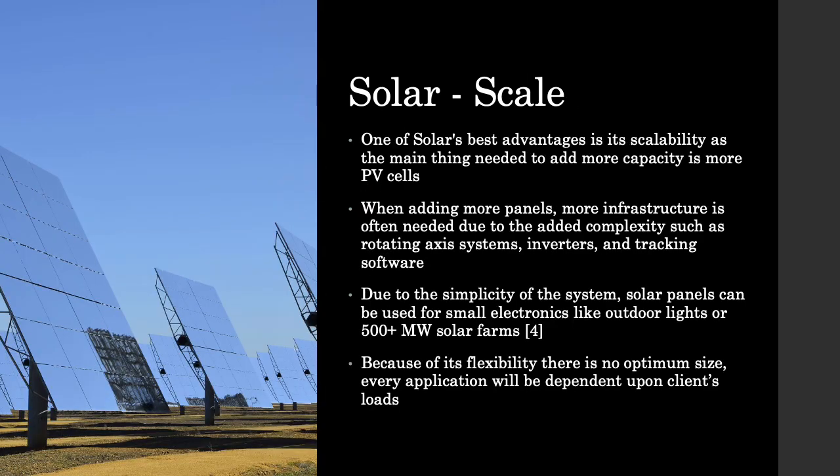Scale. One of the best advantages of solar is its scalability, as the main thing needed to add more capacity is more PV cells. When adding more panels, more infrastructure is needed due to the added complexity, such as access systems, inverters, and tracking software. Due to the simplicity of the system, solar panels can be used for small electronics like outdoor lighting or be as large as 500-plus megawatt solar farms. Because of its flexibility, there is no optimum size, meaning every application will be dependent upon clients' needs.